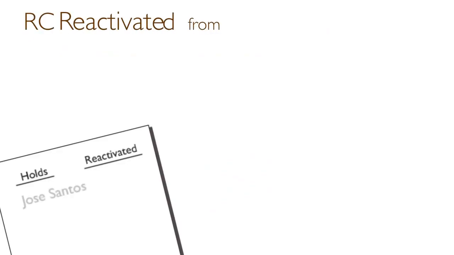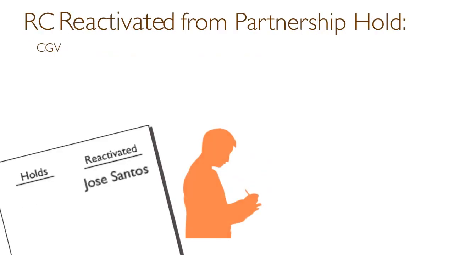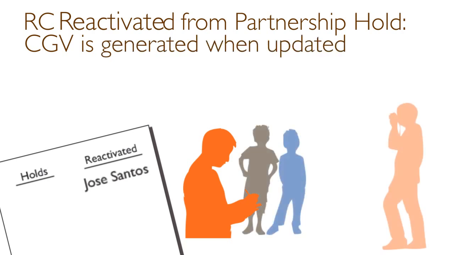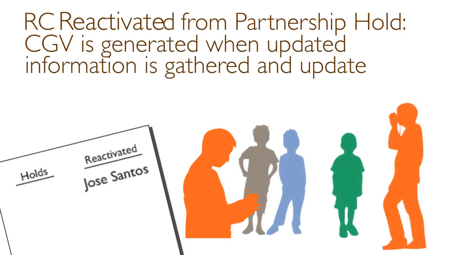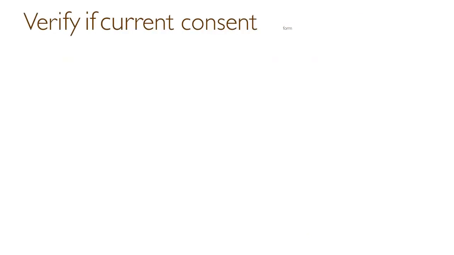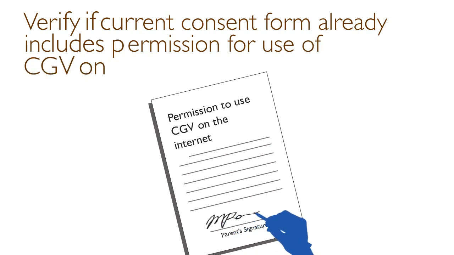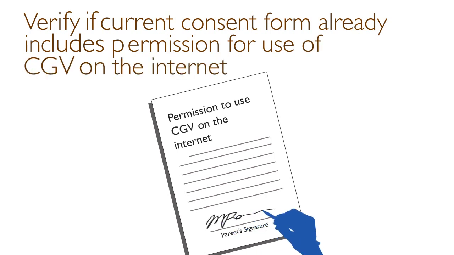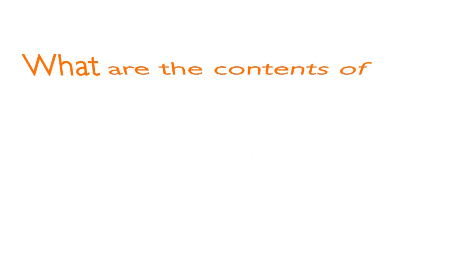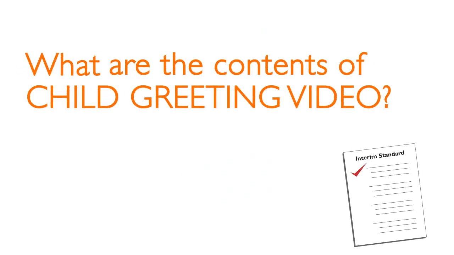For RC that are reactivated from partnership hold, the CGV is generated at the time the updated information is gathered and the update photo is taken. The NOADP team needs to verify if the current consent form already includes permission for use of the CGV on the internet, and if not, the new consent form should be completed as part of the process. What are the contents of the child greeting video?